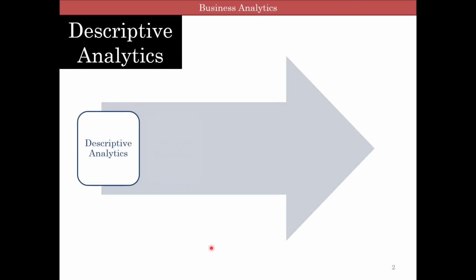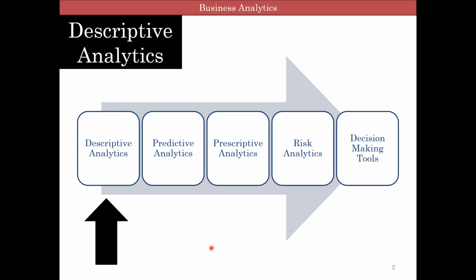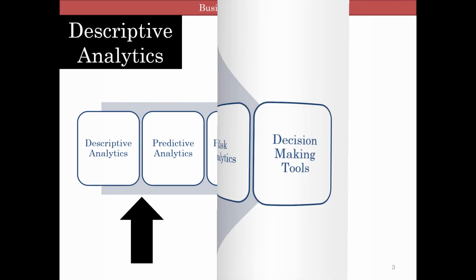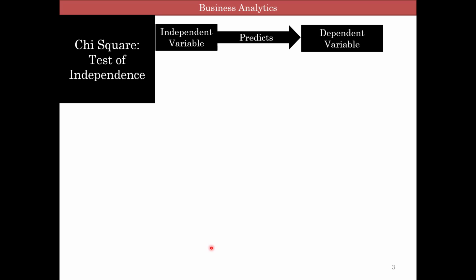So we are in descriptive analytics, and in some ways we have already moved to some part of predictive analytics. As you can see now, there are no clear distinctions between descriptive and predictive analytics. There is some overlap here, and we are in that overlap. So if you look at the predictive part of chi-square, normally when we did the hypothesis testing, we said our independent variable predicts our dependent variable.